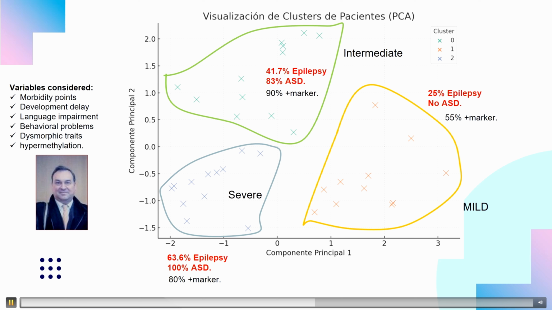We also made different clusters by principal components, using different variables like comorbidity, developmental delay, language impairment, behavioral problems, dysmorphic traits, or methylation pattern as nuclear features of the syndrome. We get three independent clusters we call mild, intermediate, or severe. It depends on the presence of the marker and different degrees of epilepsy and ADHD.